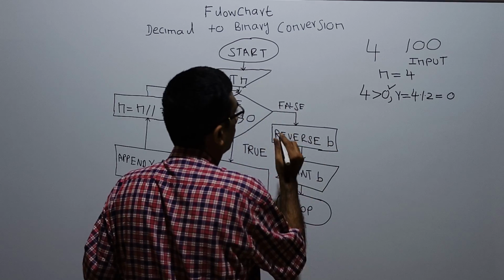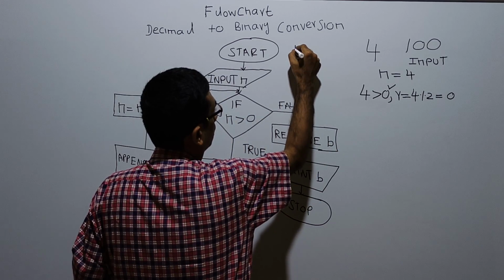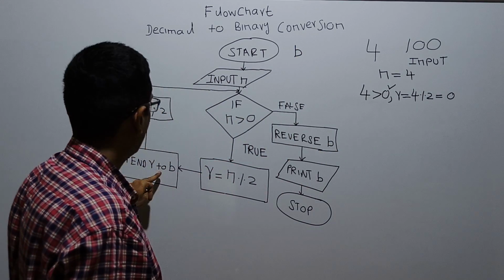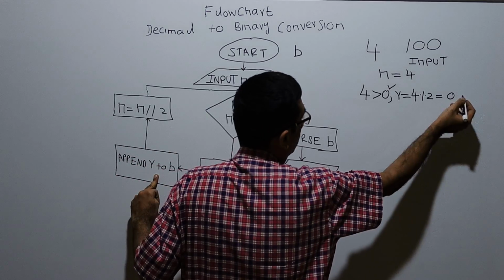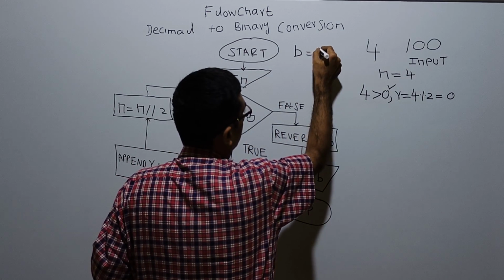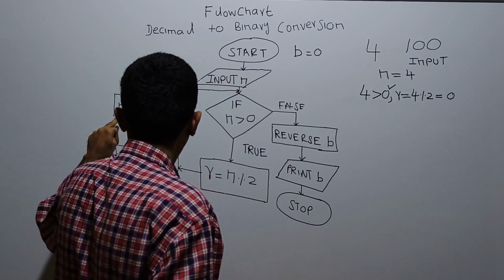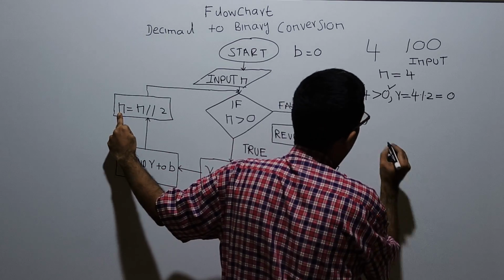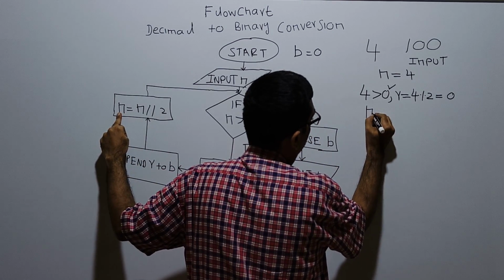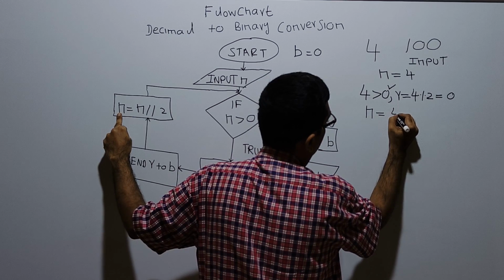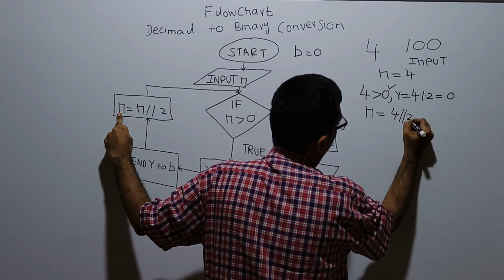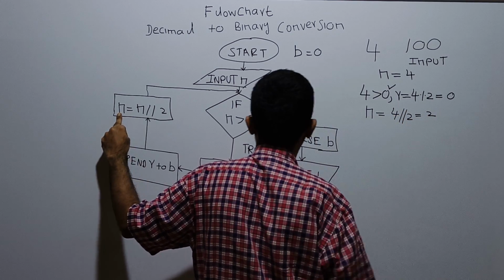So I am appending; I have a variable b here. This step, append r to b, so the 0 will get stored in the variable b. Next, n equal to n by 2. Here, n equal to 4 double slash 2, integer division, then n becomes 2.